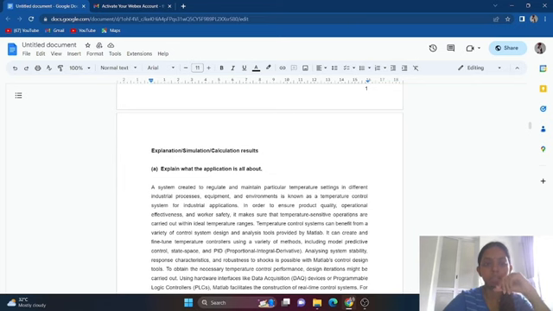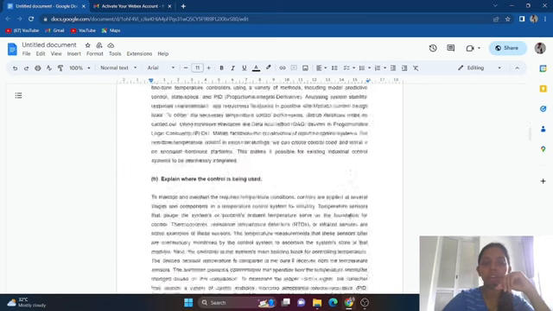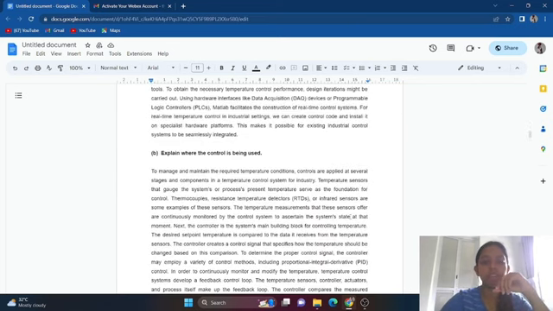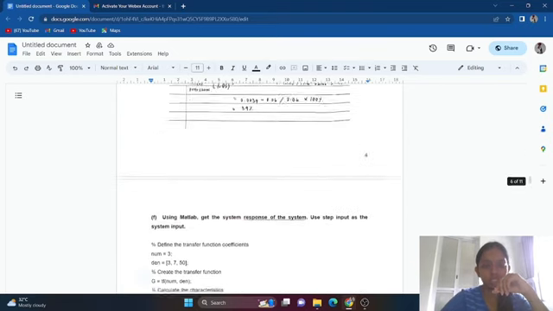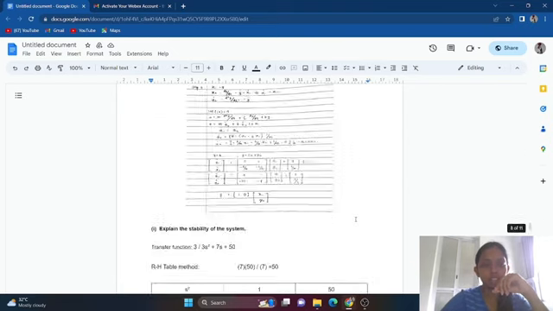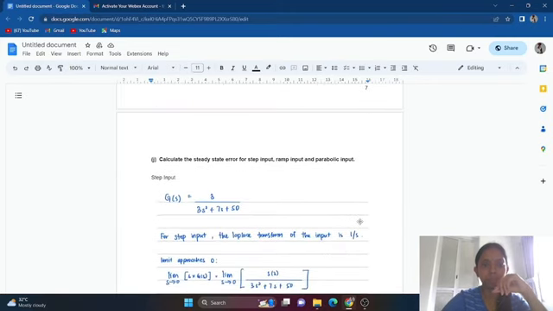I would like to explain about my part, which is the introduction. Introduction A explains what the application is all about, explains where the control is being used, and the calculation of steady state error for step input, ramp input, and parabolic input.